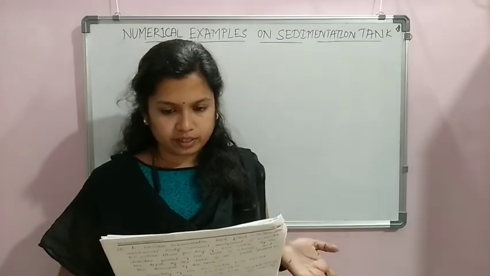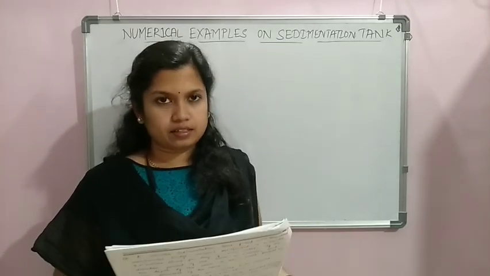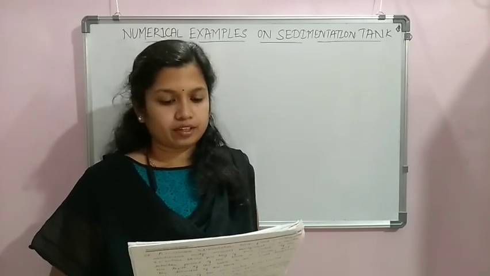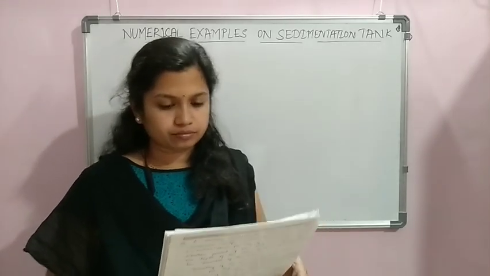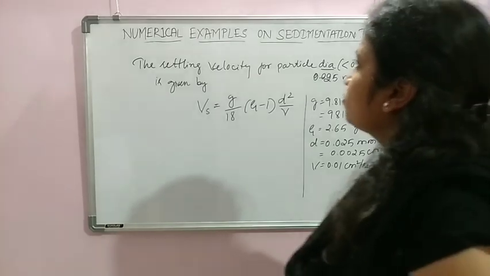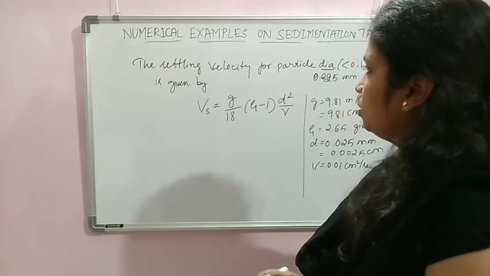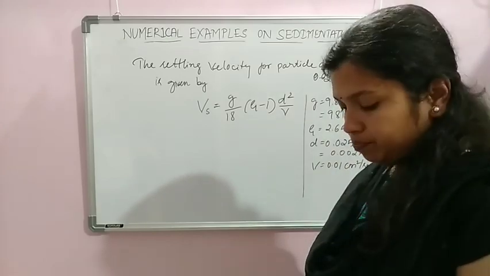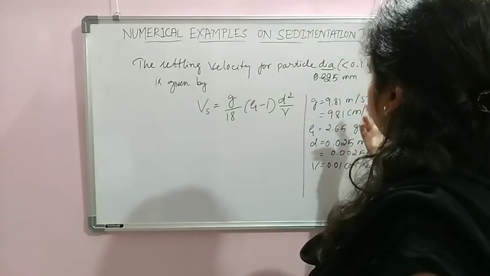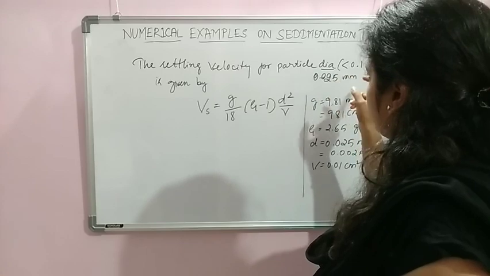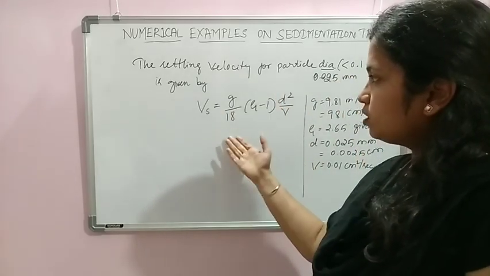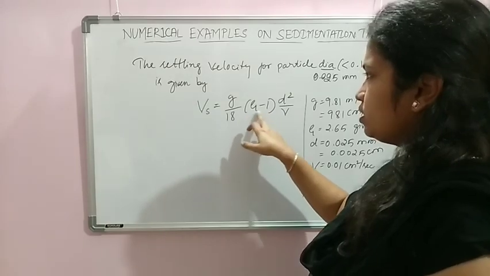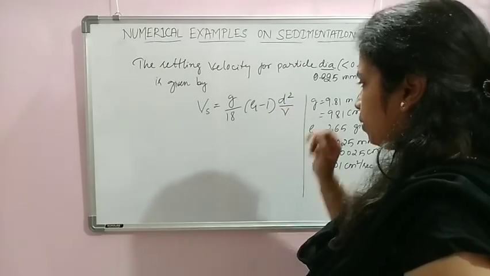First we need to find out the settling velocity, and then we can find out the flow velocity. Let us check up the problem. In order to find the settling velocity for a particle diameter less than 0.1 mm, and in the given problem the diameter of the particle is 0.025 mm, we can take this formula: Vs equal to g divided by 18 into capital G minus 1 into d square by v.